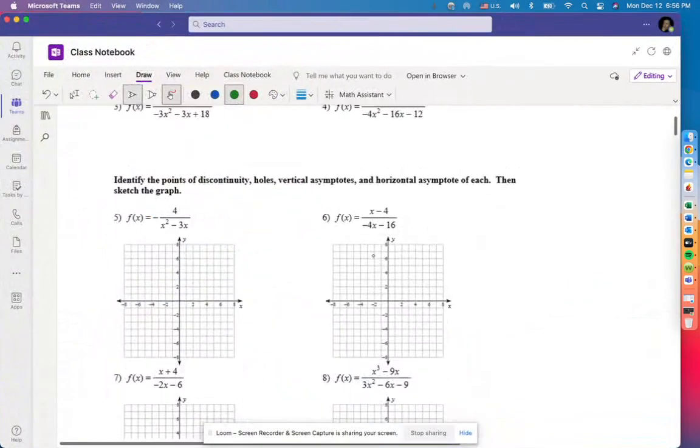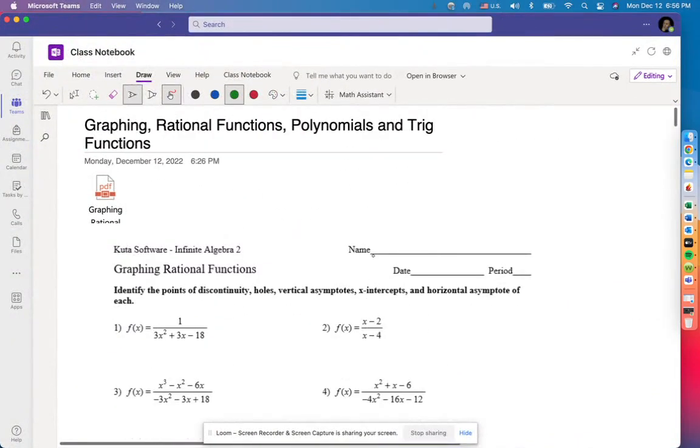Hello everyone. Let's start with, we're going to go back to the beginning. In the beginning was math.